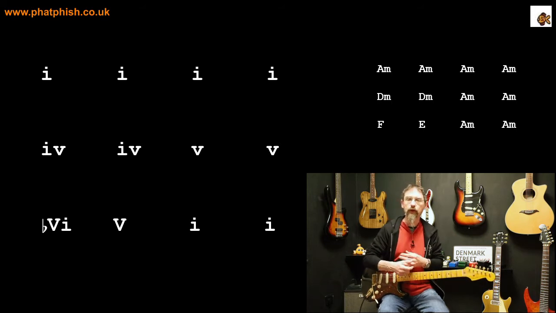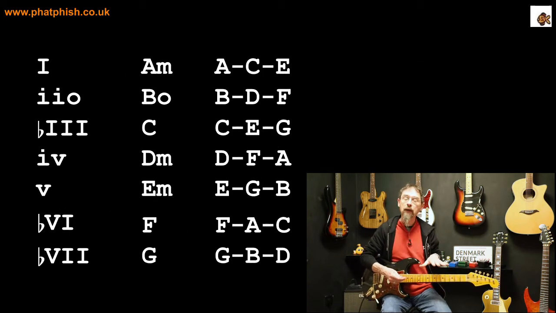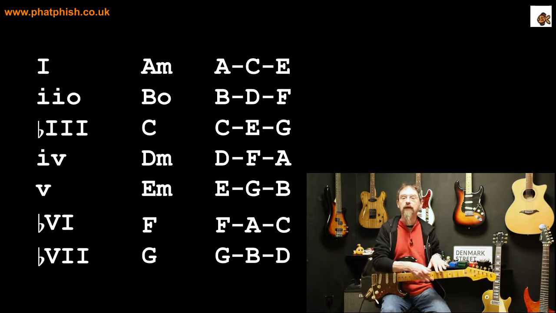Now, if we quickly look at the chords in the key of A minor, you'll see that because we're playing a minor key, in the natural minor the 6th degree is flat, so really we should be saying it's the flat 6 chord.